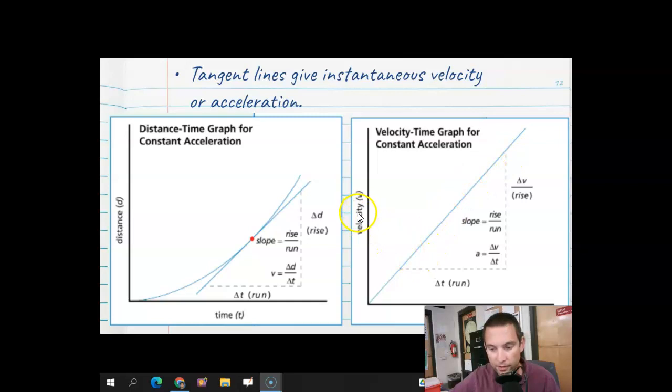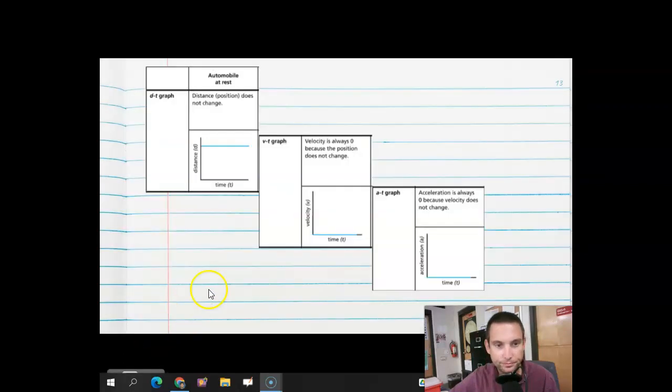Now, the slope of velocity versus time, slope is rise over run. The rise is delta v, the change in our y-axis, over delta t gives us our acceleration. So the slope for a velocity versus time graph is acceleration. Both of those are important to have as a fact in your brain. The slope of a distance versus time graph is velocity, and the slope of a velocity versus time graph is acceleration. Here are a couple of graphs to show you what you would expect for something in different situations.